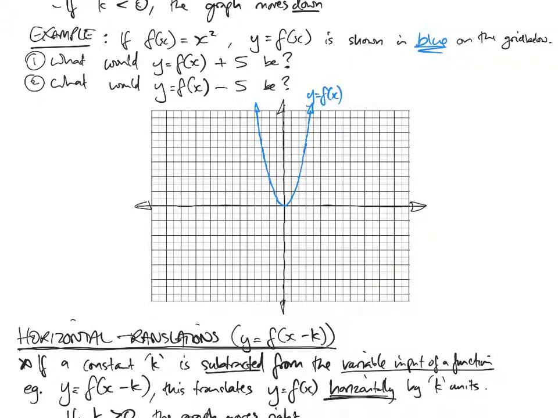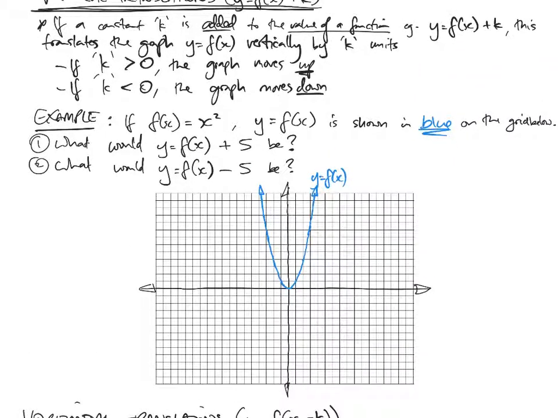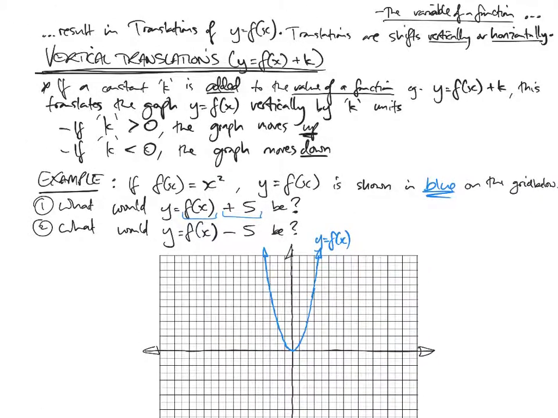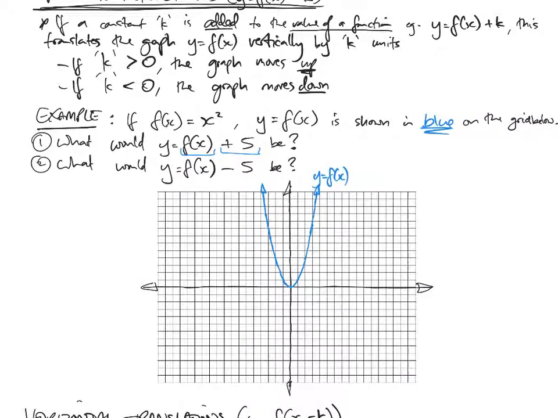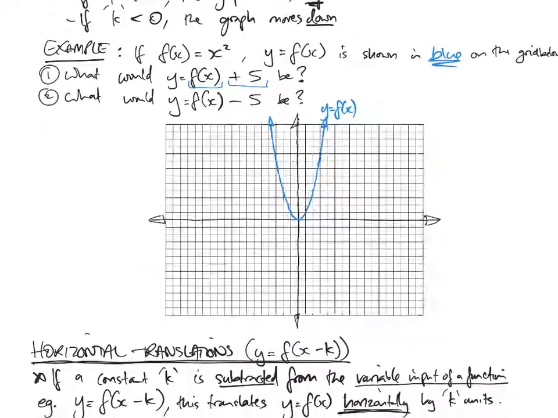And what I've been telling you, that slight modifications to the function are going to result in just a translation. So what would y is equal to f of x add 5 be? So you are adding 5 to the result of the function. You're not adding 5 to the variable, you're adding 5 to the result of the function. And what I've just told you above is if you do that, if you add to the value of the result of a function, it moves the graph vertically by k units. If k is greater than 0, if it's positive, it moves up. If it's less than 0, if it's negative, it moves down.